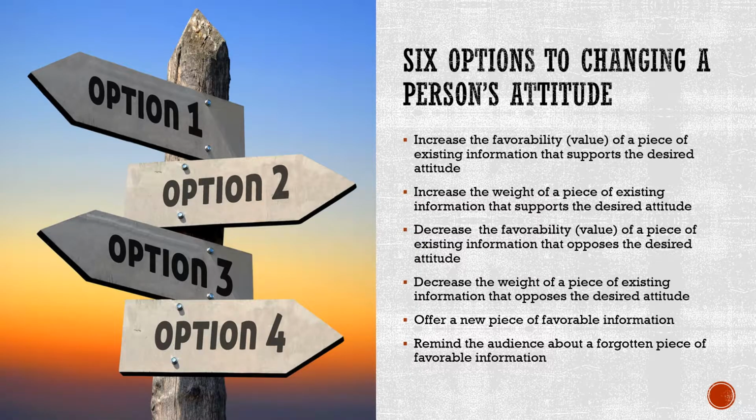All right, so now there are 6 options to changing a person's attitude. The first is to increase the favorability, thus the value, of a piece of existing information that supports the desired attitude. Using the Mercedes example, this person likes Mercedes, and a salesman or someone provides them with the information that Mercedes is the best brand and the safest vehicle in America, thus creating more value to that person's original attitude, and they will find Mercedes to be more favorable among other brands.